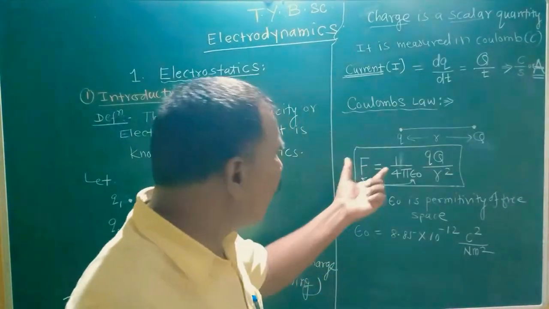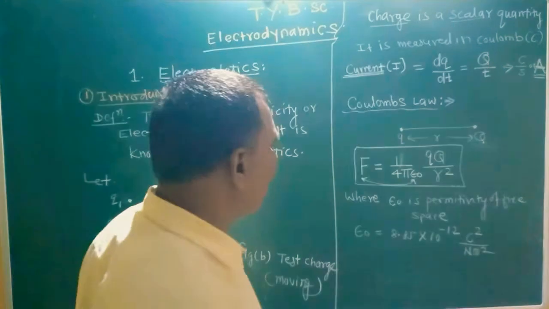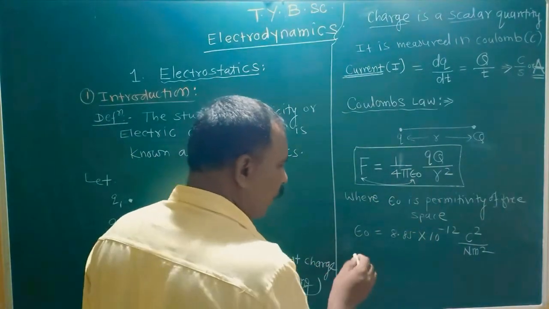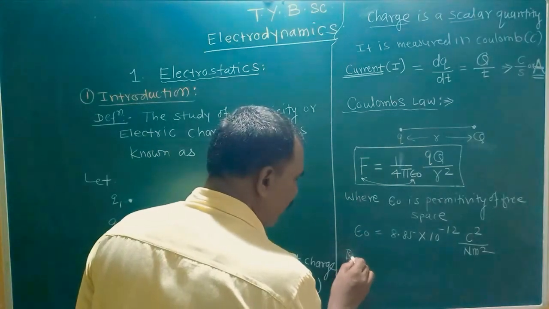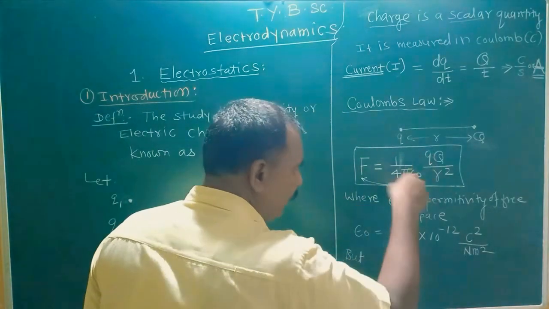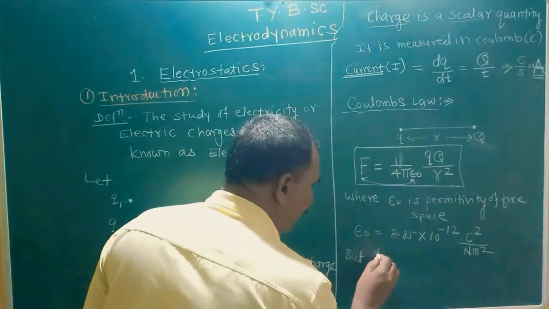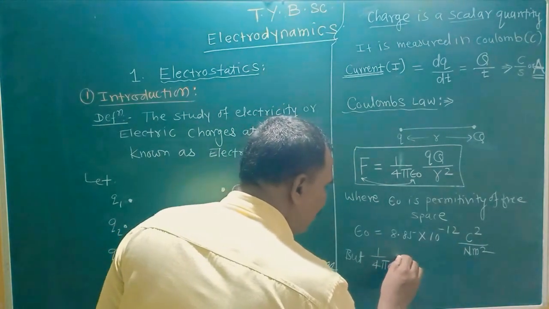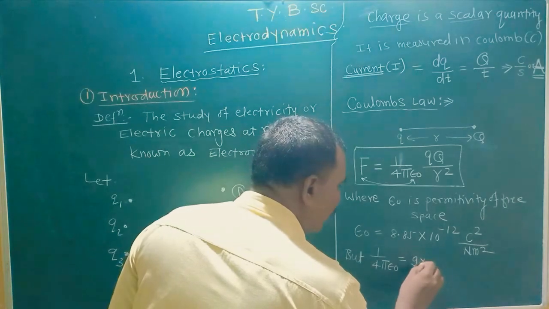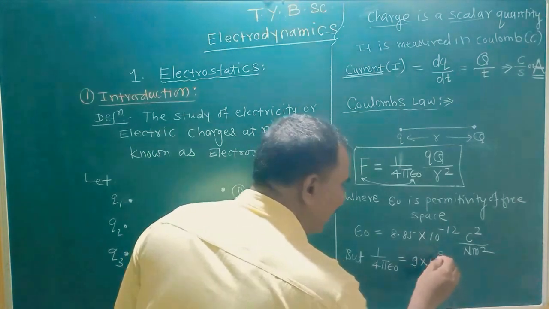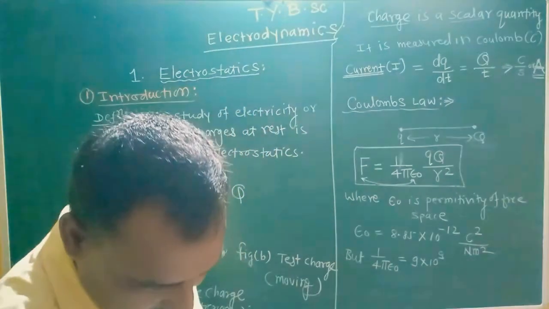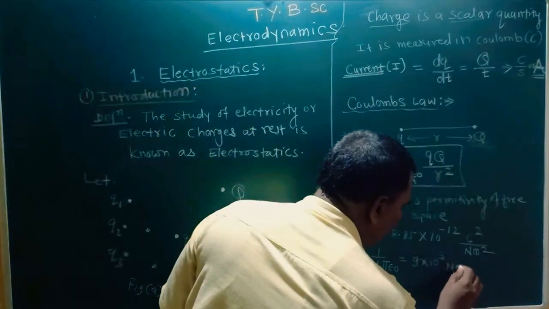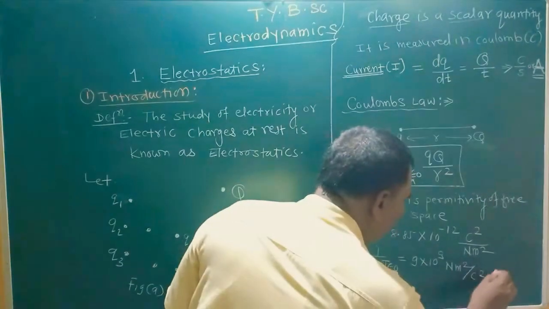And also we have one more factor, that is we have to multiply this 4 pi into epsilon 0. This multiplication we also have to get. Sometimes we have to use this factor also. 1 upon 4 pi epsilon naught is equal to 9 into 10 to the power 9. This is what we have to consider, that is 9 into 10 to the power 9. The unit I have is Newton meter square per Coulomb square.